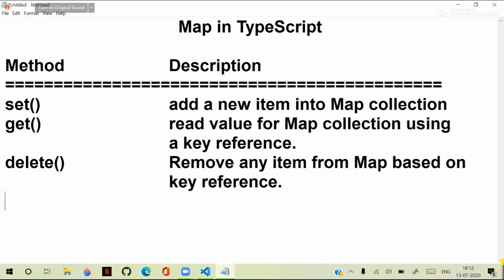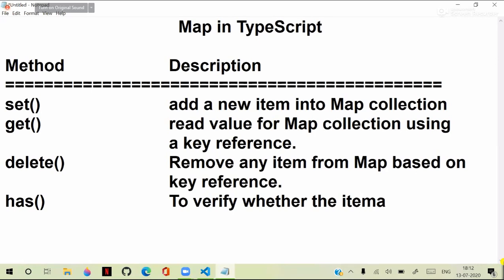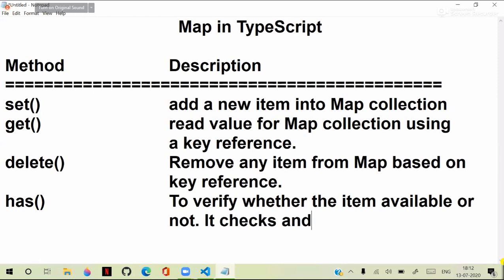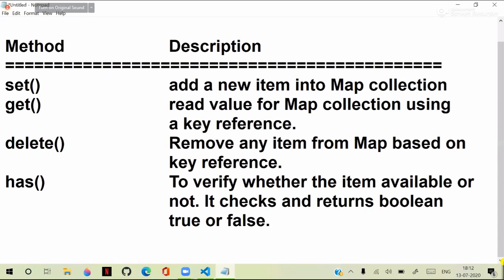And we have has, to verify whether the item is available or not. Whether the item is available or not, has. So it checks and returns boolean true or false. That is the has option.